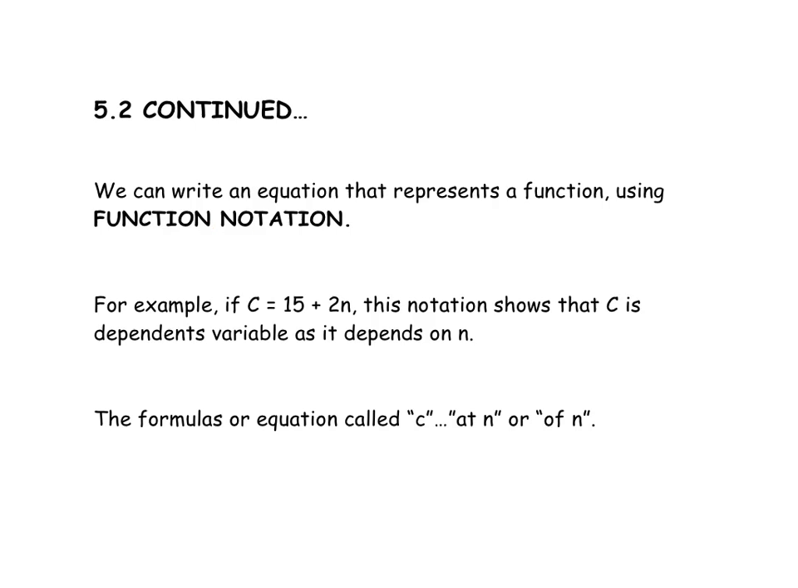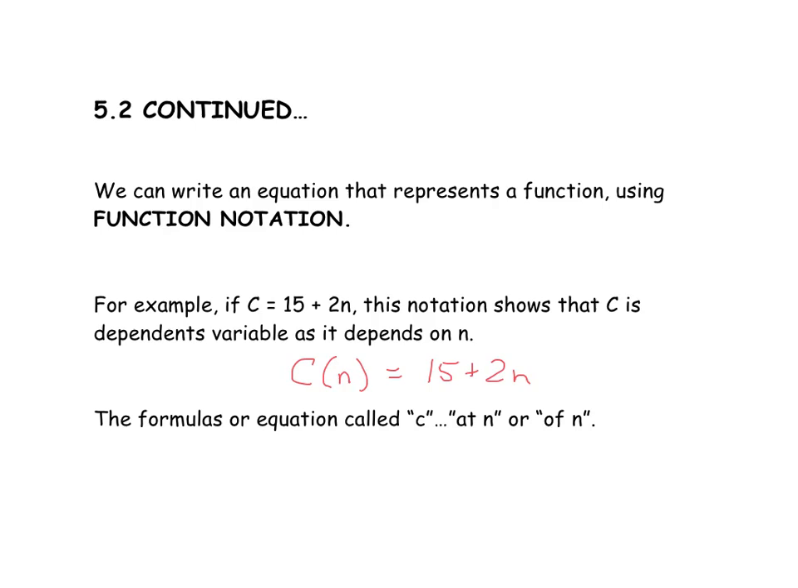So for example, what you've been normally seeing is c equals 15 plus 2n. This notation shows that c is the dependent variable and it depends on n, the independent variable. So the function notation looks like this: c(n) = 15 + 2n. Notice that all I've really done is just added these brackets of n here. So n here is the same variable.